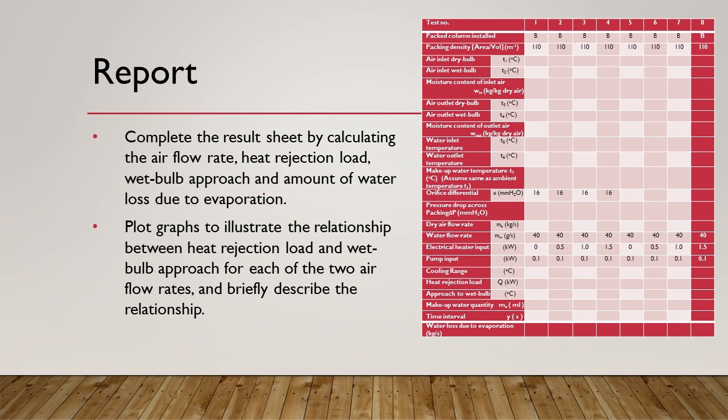In the logbook report, please complete the result sheet by calculating the air flow rate, heat rejection load, wet bulb approach and amount of water loss due to evaporation. Plot graphs to illustrate the relationship between heat rejection load and wet bulb approach for each of the two air flow rates, and briefly describe the relationship.